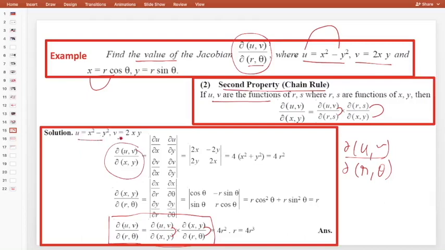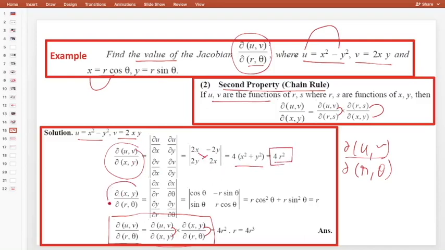u and v are given already. We take del u by del x, del u by del y, and with respect to x and y, del v by del x, del v by del y. Once we calculate, del u by del x is 2x, del u by del y is minus 2y, del v by del x is 2y, and del v by del y is 2x. Once you do the cross multiplication we will get 4r square.